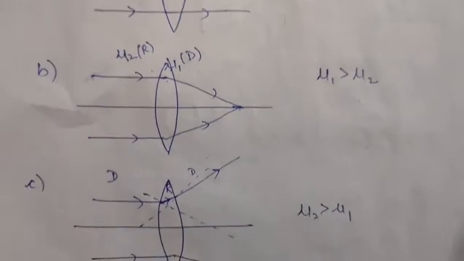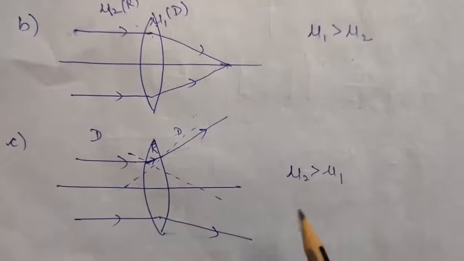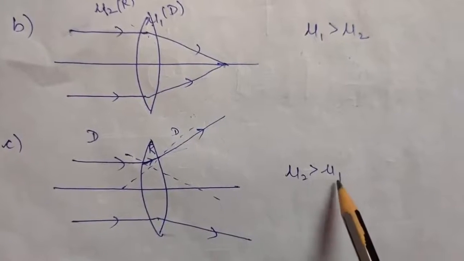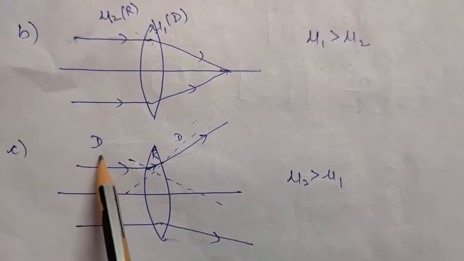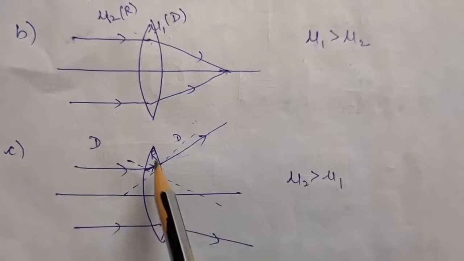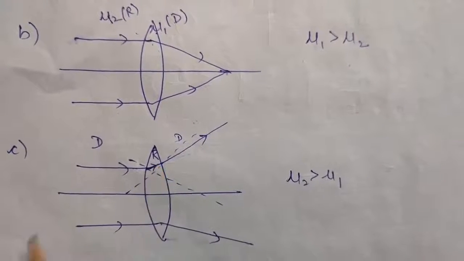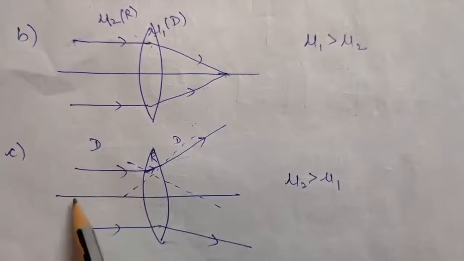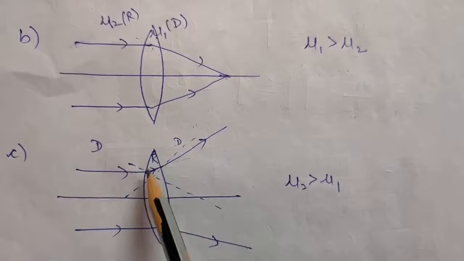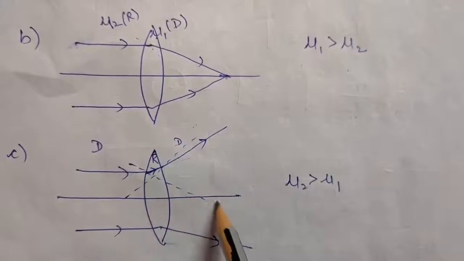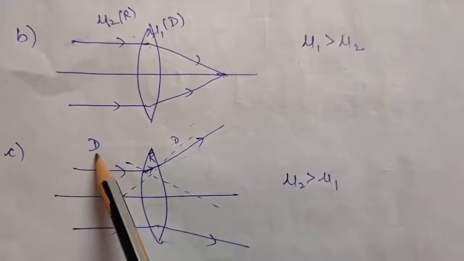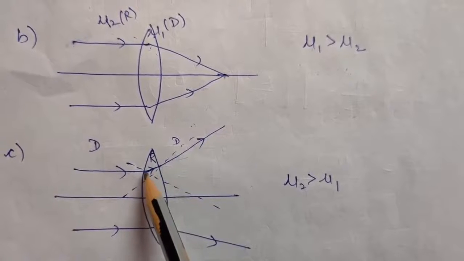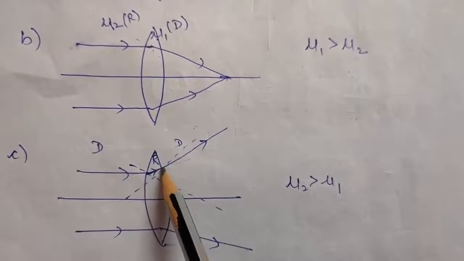For part C, you are given mu2 greater than mu1. That is, now the outside medium is denser and the lens medium is rarer. Again, suppose this is a parallel ray coming parallel to the principal axis. For this surface, this will be the normal. Now this ray is going from denser to rarer, so it will bend away from the normal.